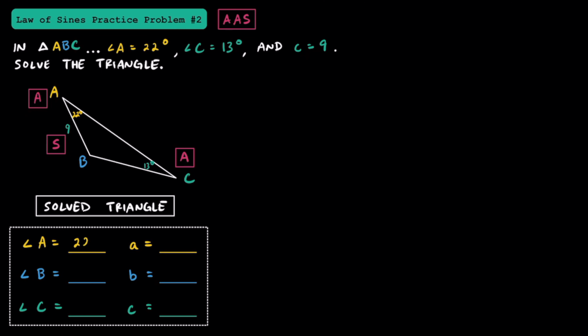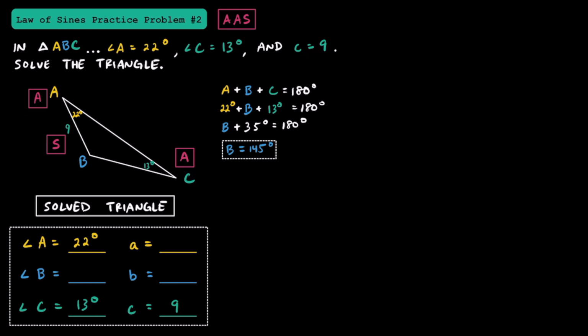We're given that angle A is 22 degrees, so we can write that here. And we're given that angle C is 13 degrees, so we can write that over here. And on top of that, we know that side C has a length of 9. Notice that we're given 2 angles, so we can actually figure out the third angle pretty easily. Angle A, B, and C should add up to 180 degrees. And we already know angle A and angle C, so we can substitute those values in. Combining the 22 degrees and 13 degrees, that's 35 degrees. And subtracting 35 degrees from both sides, we know that angle B is equal to 145 degrees, and we can write that right down here.